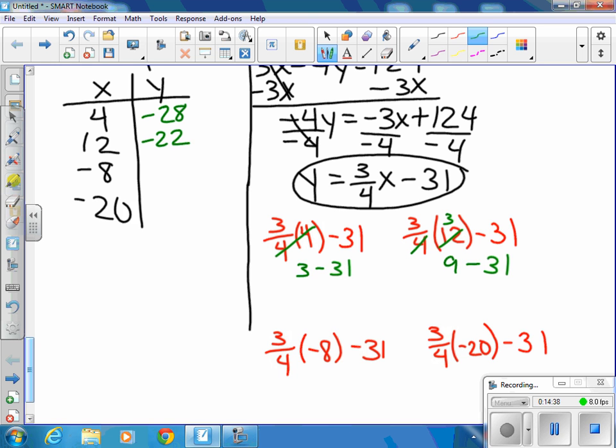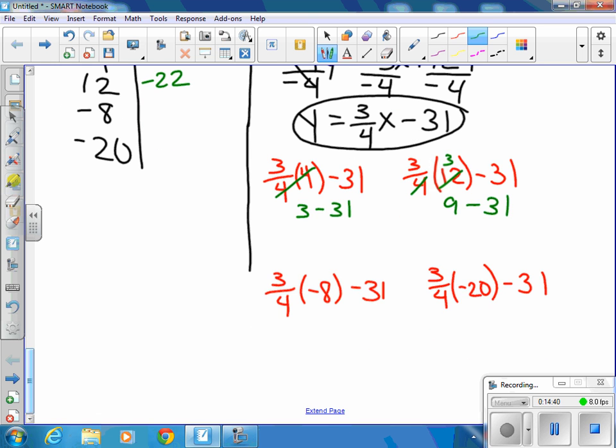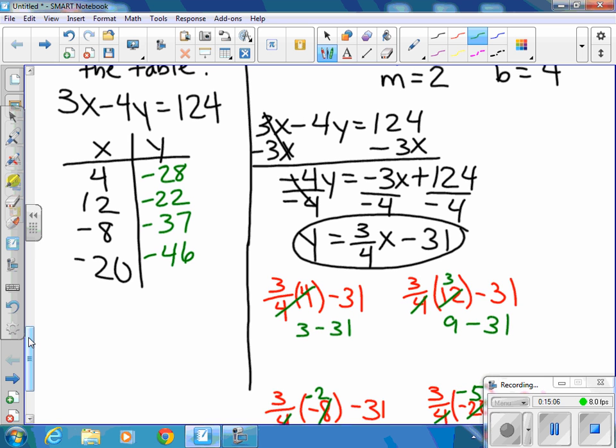Go to the negative 8. Right? 4 goes into the 8 twice, but remember that's going to be a negative 2 because the negative sign's still there. 3 times negative 2 is negative 6. Negative 6 minus 31 is going to be negative 37. Come over here to the next one. 4 goes into 20 5 times, so that's a negative 5. 3 times negative 5 is negative 15. Negative 15 minus 31 is now going to give you negative 46. So in terms of answering the question, your answers are these four y values over here on the right-hand side.